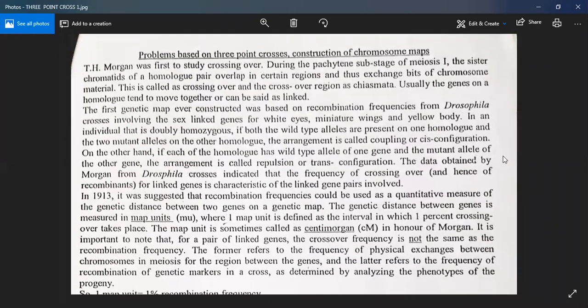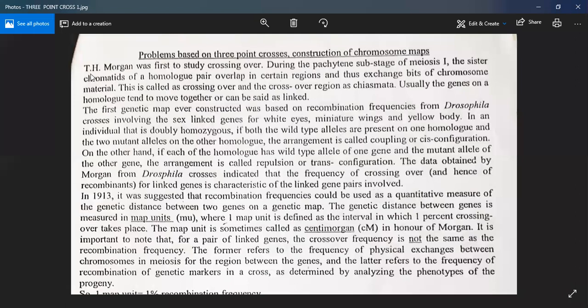And the next practical is actually a problem which is based on 3-point cross, or a cross between three genes. What is a 3-point cross? 3-point cross means there are three genes involved. There are three genes involved in the crossing over.